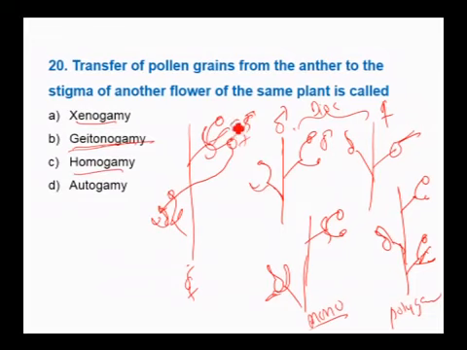Homogamy, within the flower where stamen and the pistil mature at the same time. Autogamy, that is nothing but the pollination within the flower. Xenogamy, it is between the flowers of two genetically different plants. Geitonogamy, between the flowers of the same plant. Homogamy, within the flower. Autogamy, within the flower. Therefore, transfer of pollen grain from anther to the stigma of another flower of the same plant is geitonogamy. Therefore, the answer is geitonogamy.